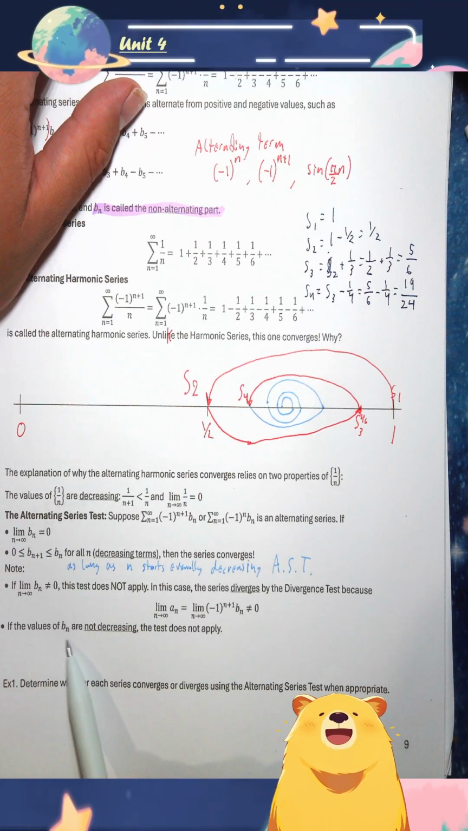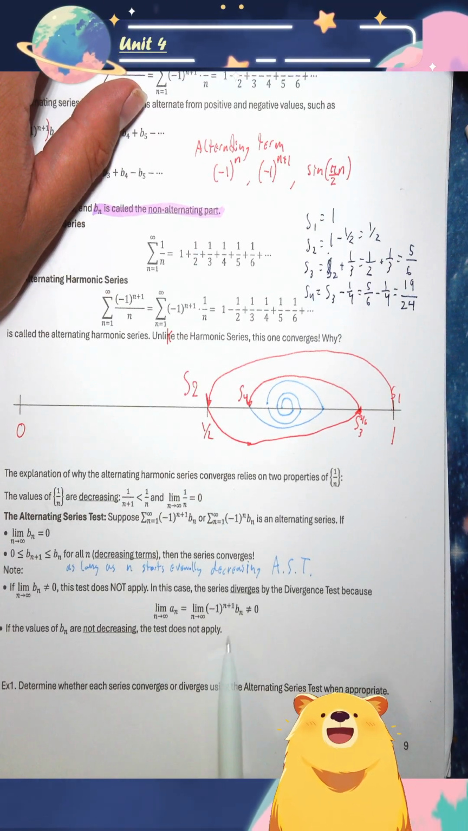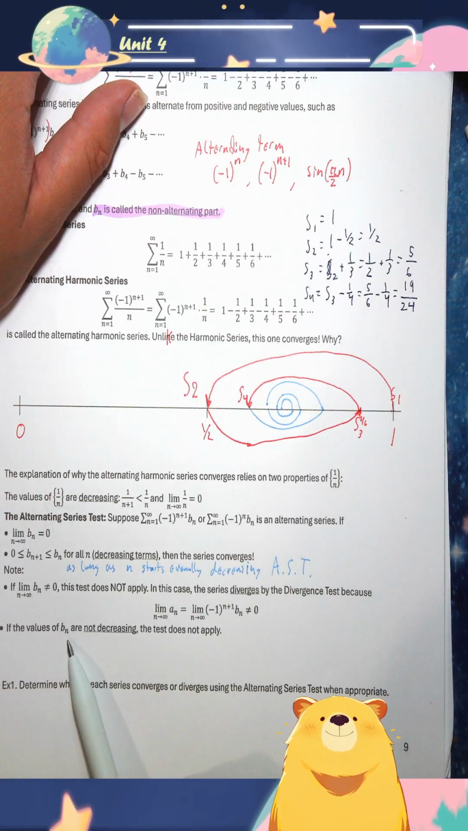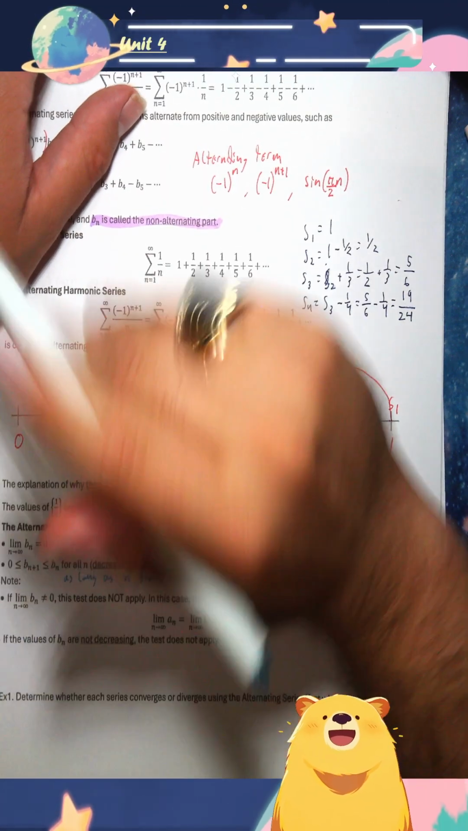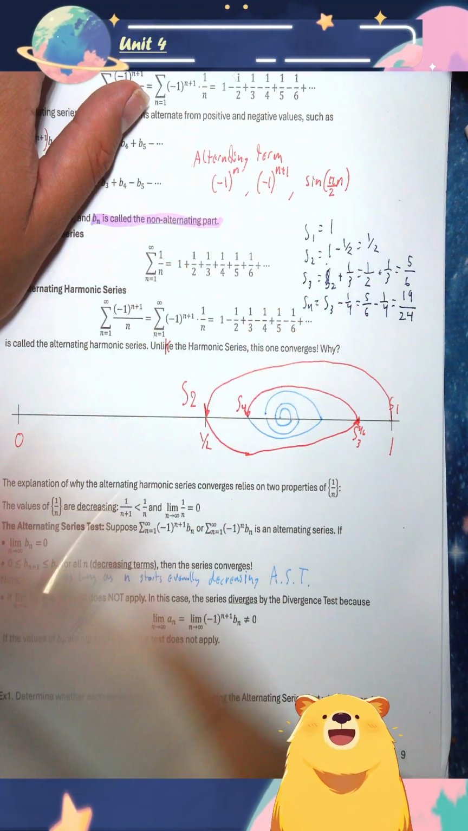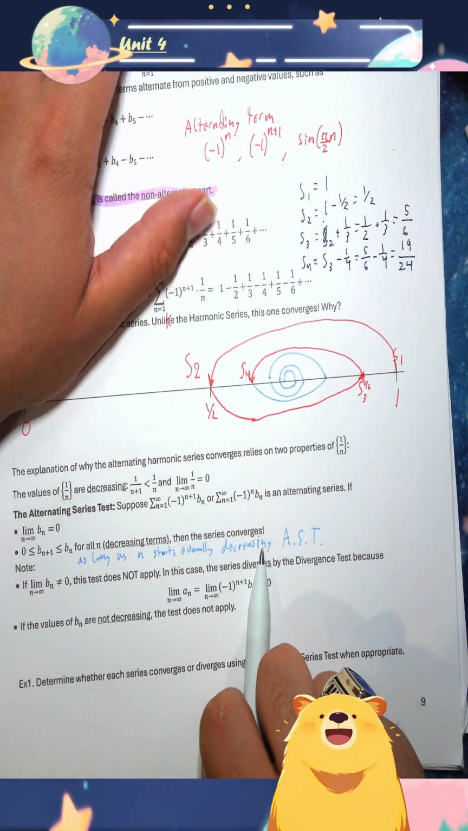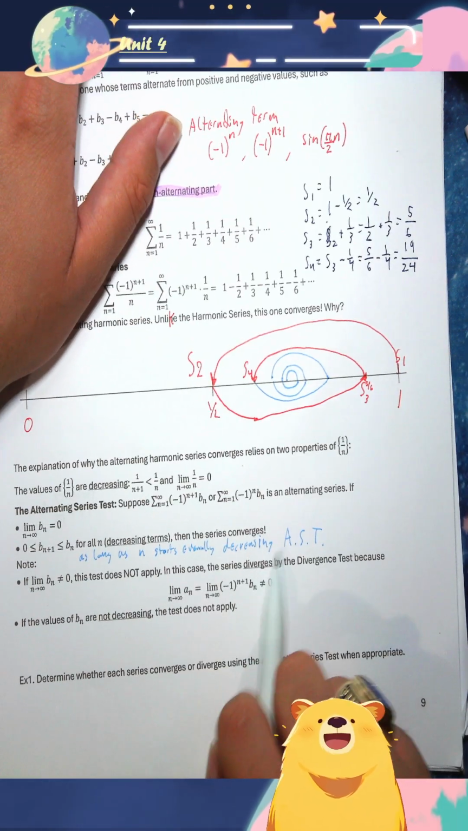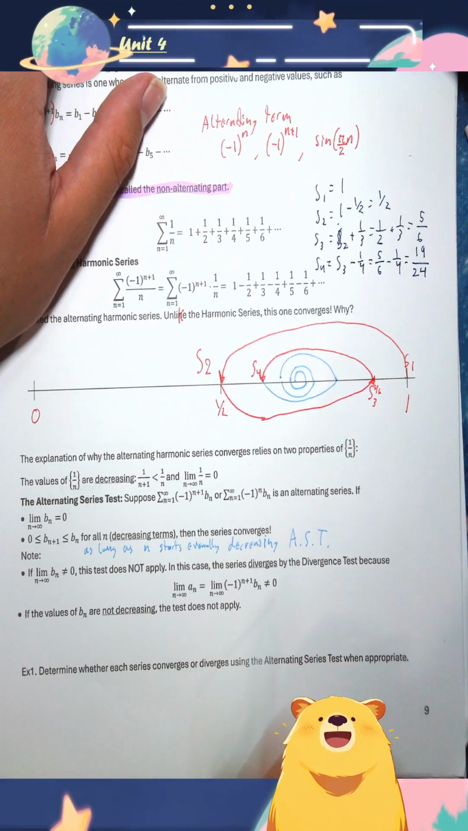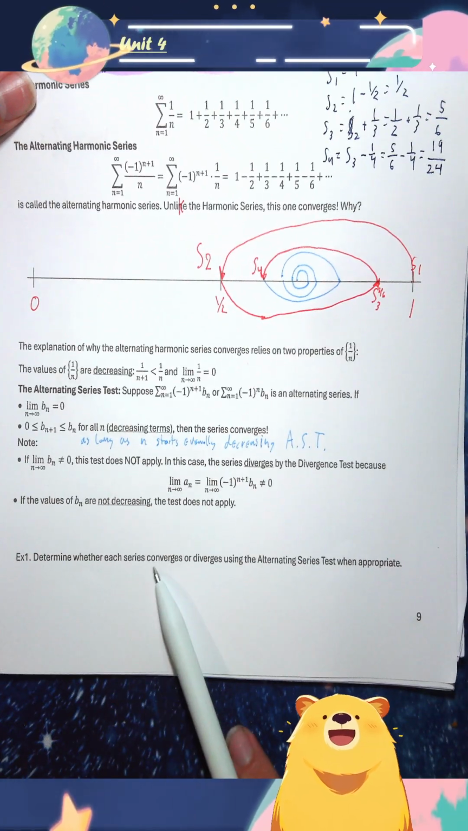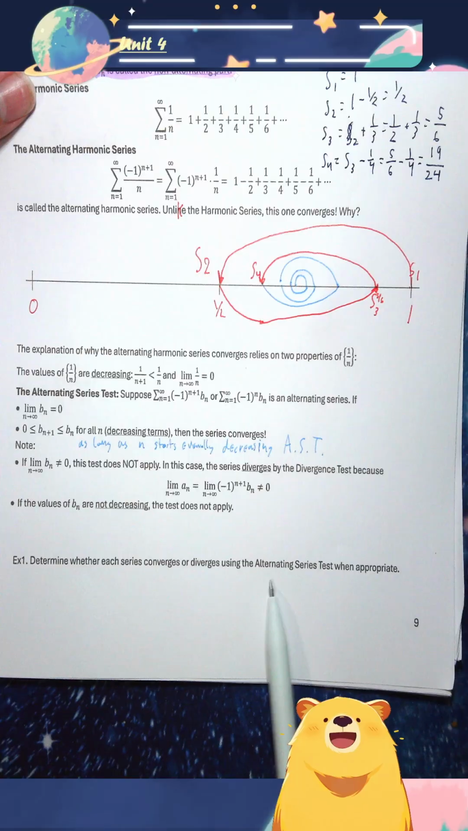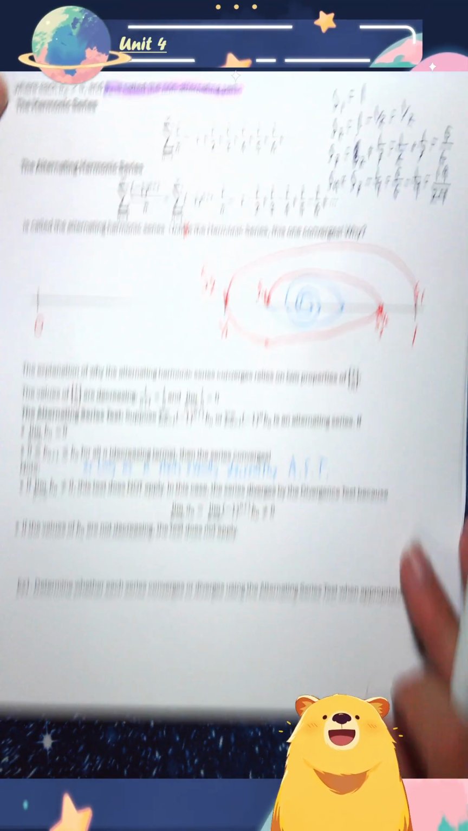If the values of Bn are not decreasing, the test does not apply. Again, if they are doing everything but decreasing, or if maybe they're decreasing for a little bit, but then they start increasing again, as long as they start decreasing eventually, then you can use the alternating series test. So we're going to do a set of 3 questions. Example 1: determine whether each series converges or diverges using the alternating series test when appropriate.